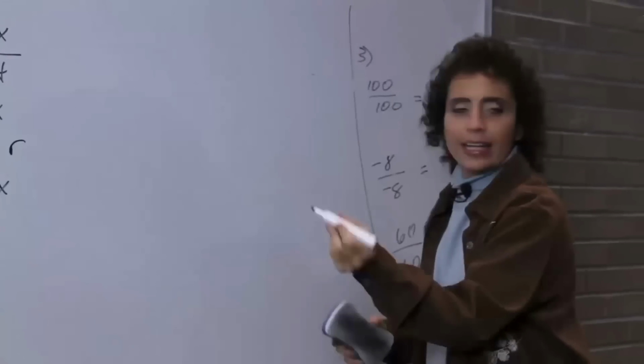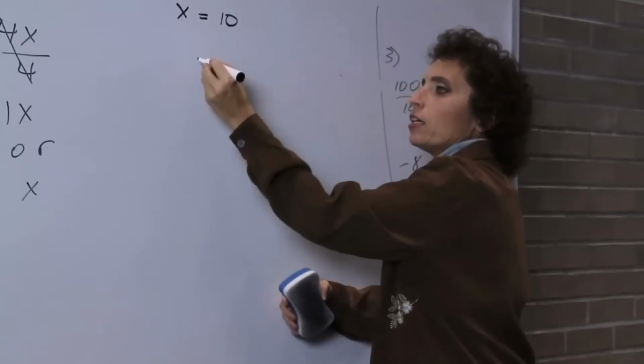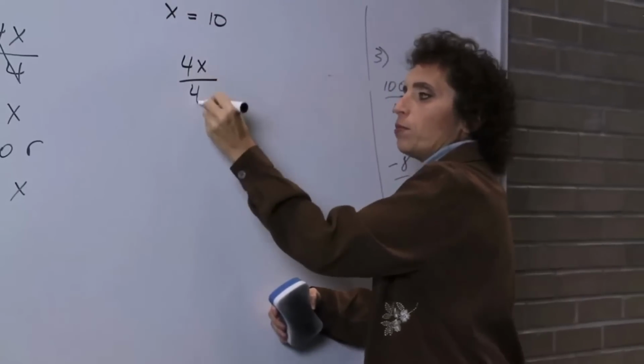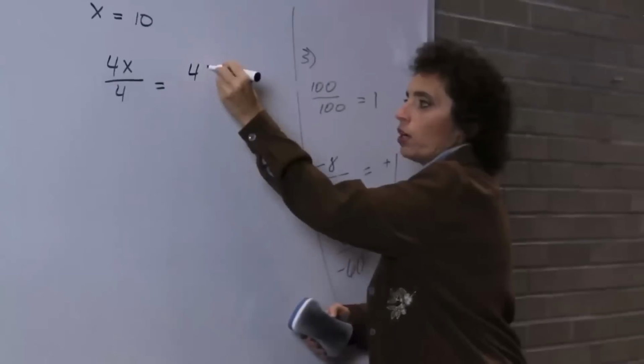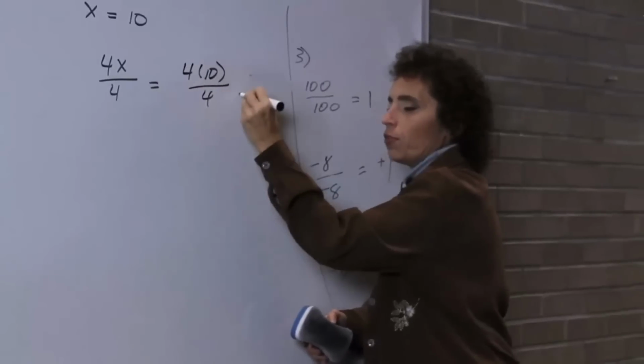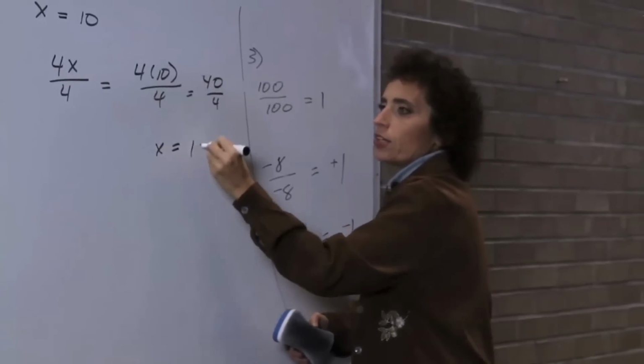Okay, I can show you that this works with a number. Let's let x equal 10. This is 4x divided by 4. Let's plug in x is 10. 4 times 10 divided by 4. That's 40 divided by 4. So x is 10.